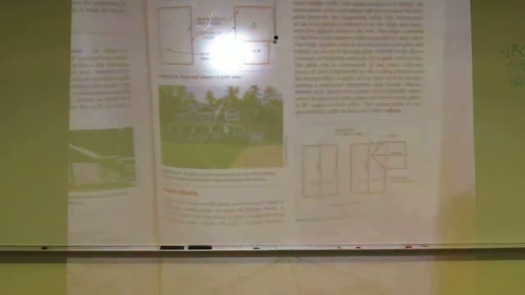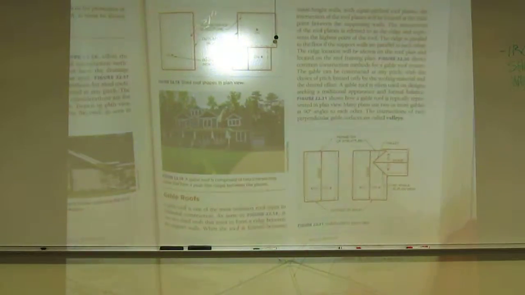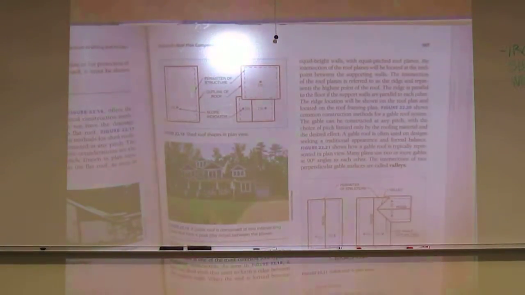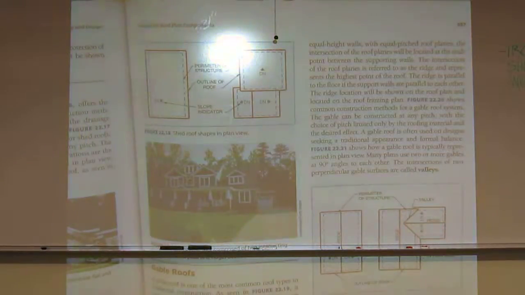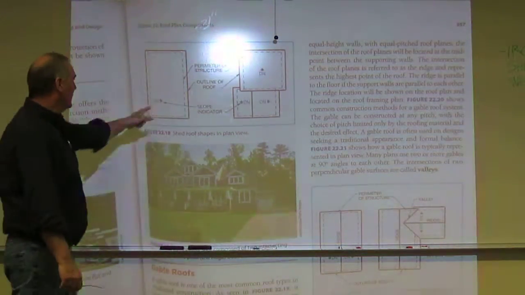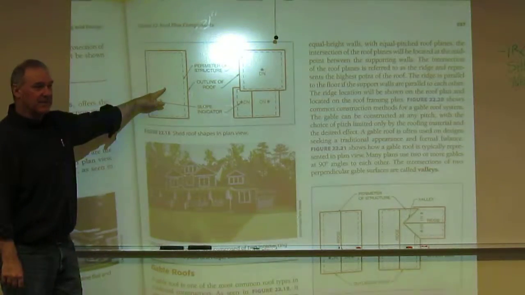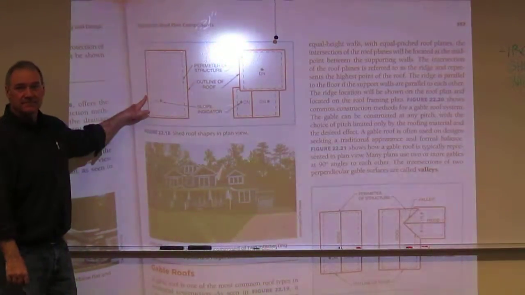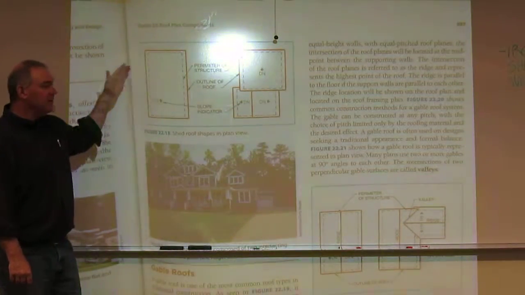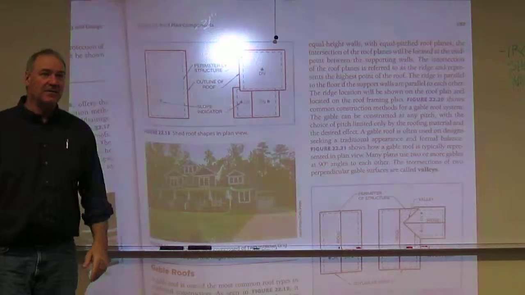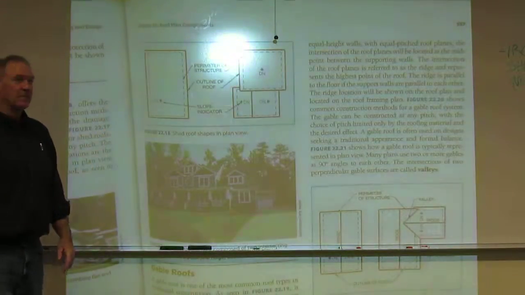Let's go to figure 2218, right here. When you're looking at your plan view of a shed roof, it's identical to a flat roof. But now you're looking at more of an inclined surface, right? This looks just like your flat roof, but it's a shed. They need another view to determine what this is, right? Hence an elevation or a section.